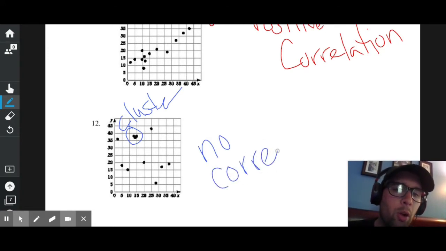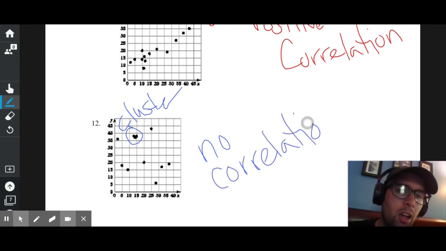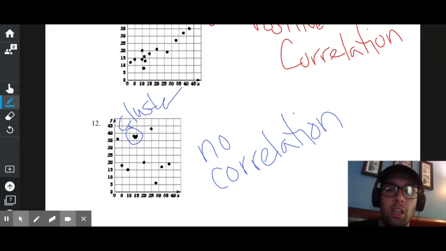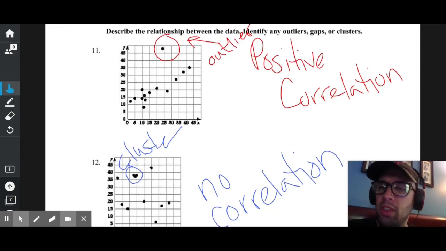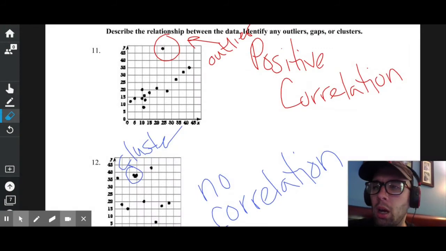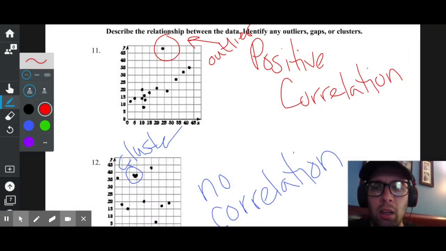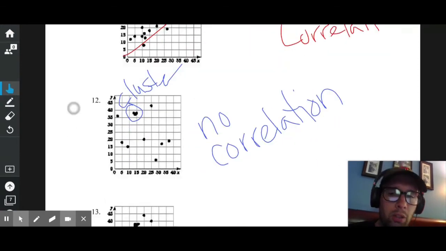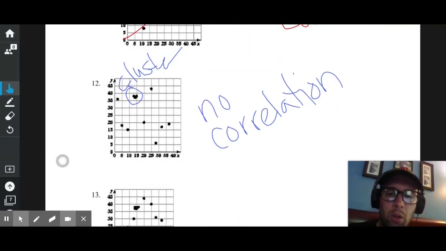When the dots are everywhere and you honestly can't tell whether or not it's positive or negative, then you're just going to say no. Like I could tell on the problem up here that this is definitely a positive correlation. I don't care that there's that outlier just kind of screwing things up. It's definitely a strong positive correlation. There's nothing here telling me what it is.